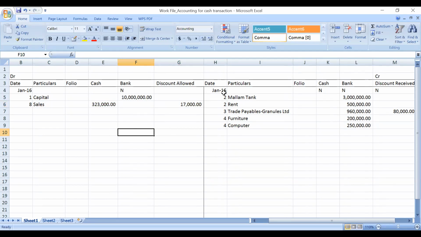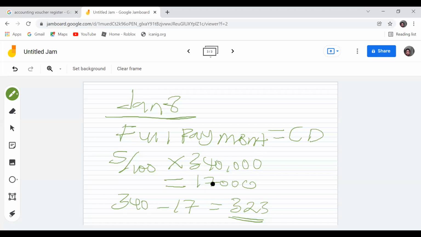Let's continue. I hope you all get this. Discount of 17,000, how do we calculate it? You can see how we calculate it already. Cash discount. It only qualifies for cash discount, not trade discount. Trade discount is above 500 sales, 500,000 sales.